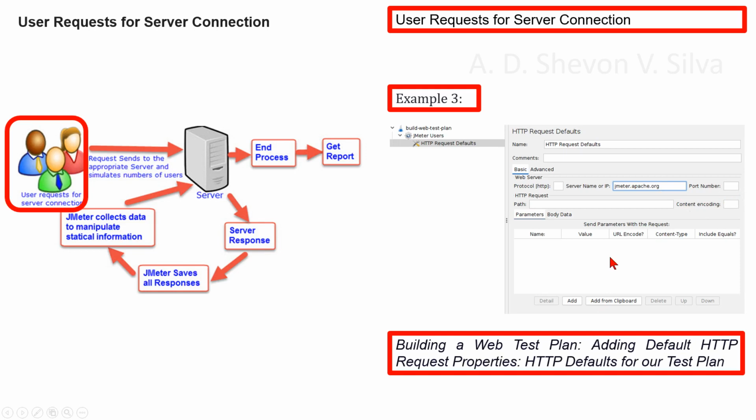The HTTP request defaults element does not tell JMeter to send an HTTP request. It simply defines the default values that the HTTP request elements use. This is the figure for the completed HTTP request defaults element.